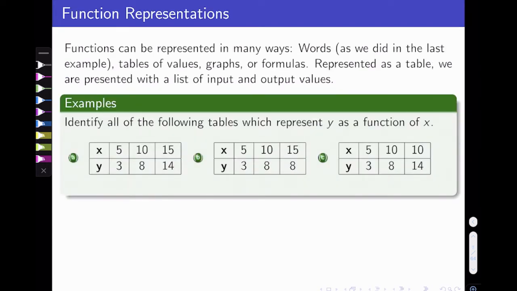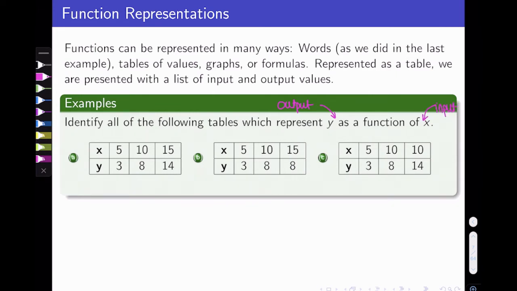Another representation of functions could be tables of values. They can also be represented as graphs or formulas, but the idea for the definition of a function still needs to hold true, which is that each input corresponds to exactly one output. So for this example, we want to identify all of the following tables which represent y as a function of x. When we say y as a function of x, that tells us that y is the output variable or dependent variable, and x is the independent variable. So let's denote that really quick just for our notes. Y is going to be the output, and x is going to be our input.